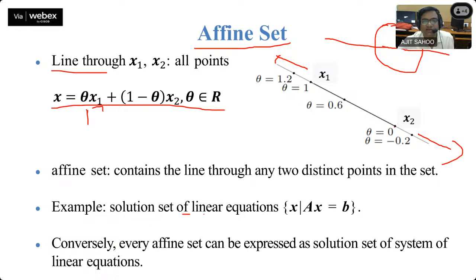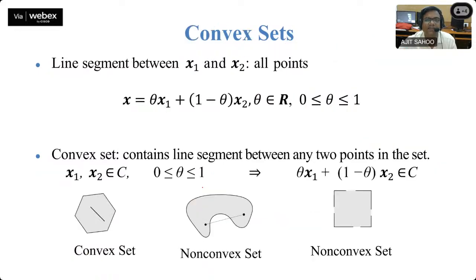The solution set of a system of linear equations is an affine set. Conversely, every affine set can be expressed as the solution set of a system of linear equations. So this is an affine set.